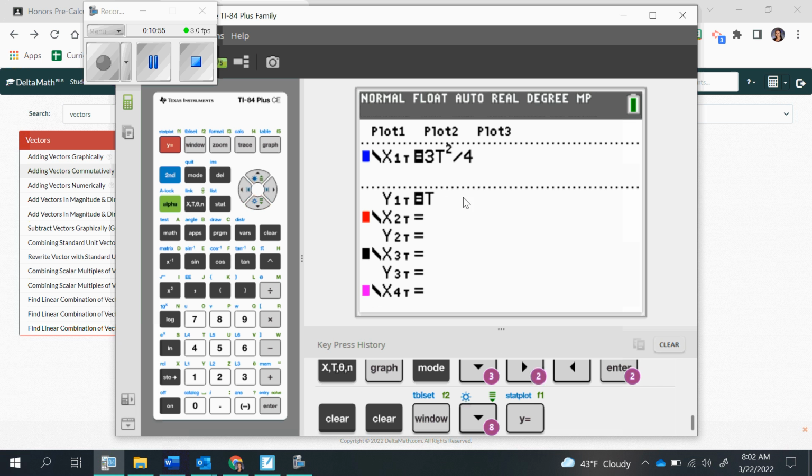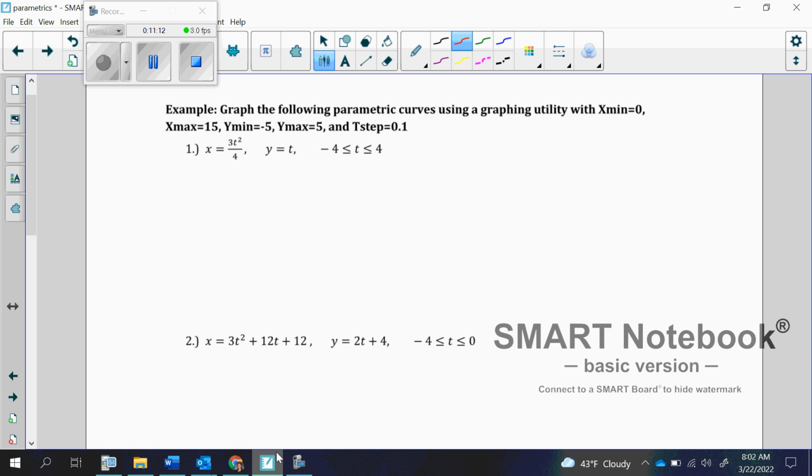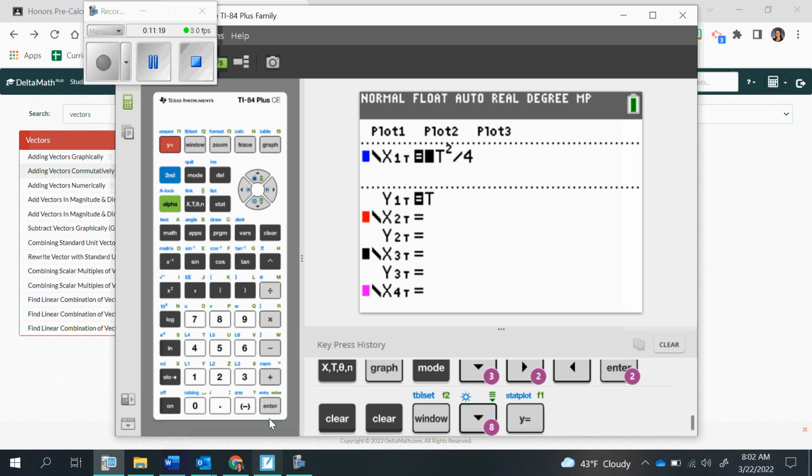Okay, and then you want to go over to y equals. Now what you'll see is that when you're in terms of parametric, you're now not just going to have y equals, but you're going to have x sub 1, and you notice it says t there, so that means the variable's t, so x of t and y of t. So we're going to plug in our first equation. Our first equation is x equals 3t squared over 4, and y equals t. So that's what we're going to do. X equals 3t squared over 4, so you can put it in.